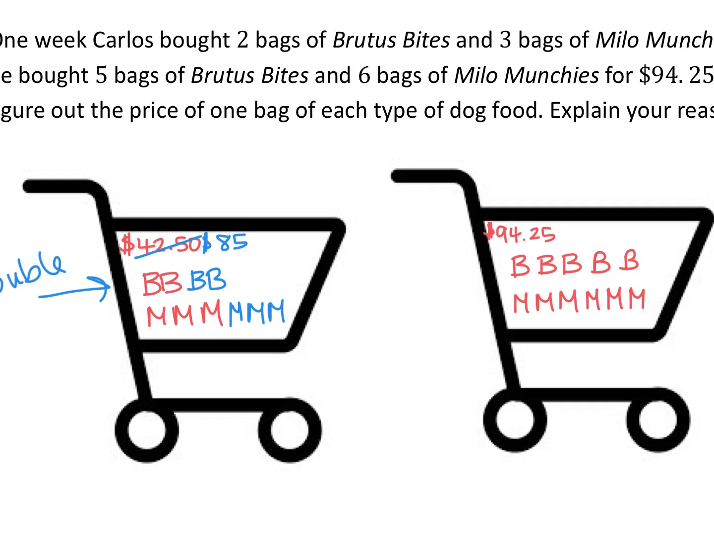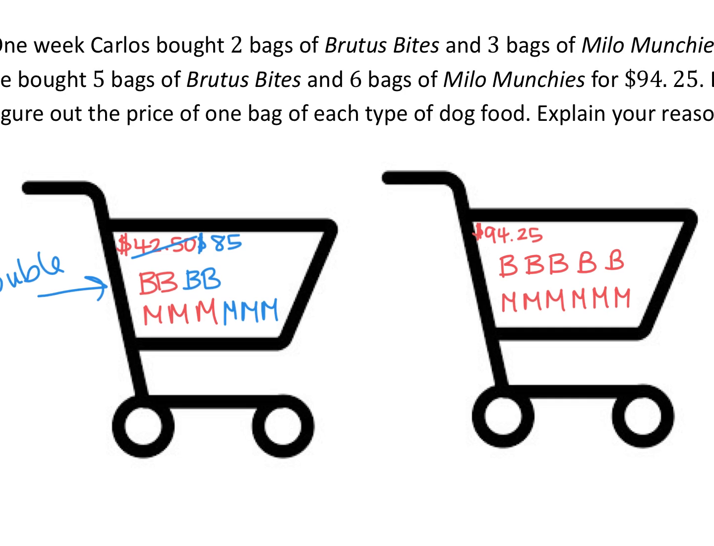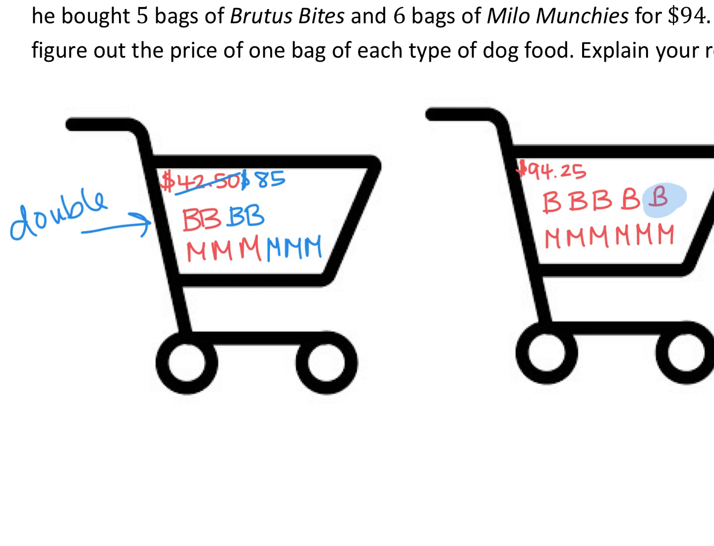So now that we doubled that first cart, do you see there's only one thing different between the carts? So they have the same Milo Munchies. The Brutus Bites right here, we've got one extra. That's pretty sweet. So that means that the extra cost in that second cart must be the cost of that one extra Brutus Bite. So let's figure out what that is.